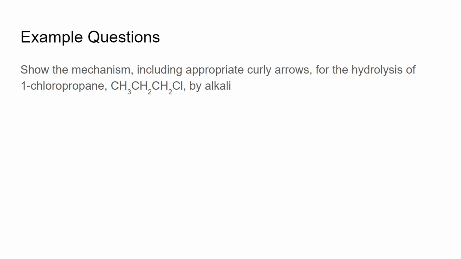So we have our first question here, which says to show the mechanism, including appropriate curly arrows, for the hydrolysis of 1-chloropropane by alkali. What we're first going to do is draw out our 1-chloropropane. So propane, we have 3 carbons, and we have a Cl here, and we have our hydrogens coming off here.